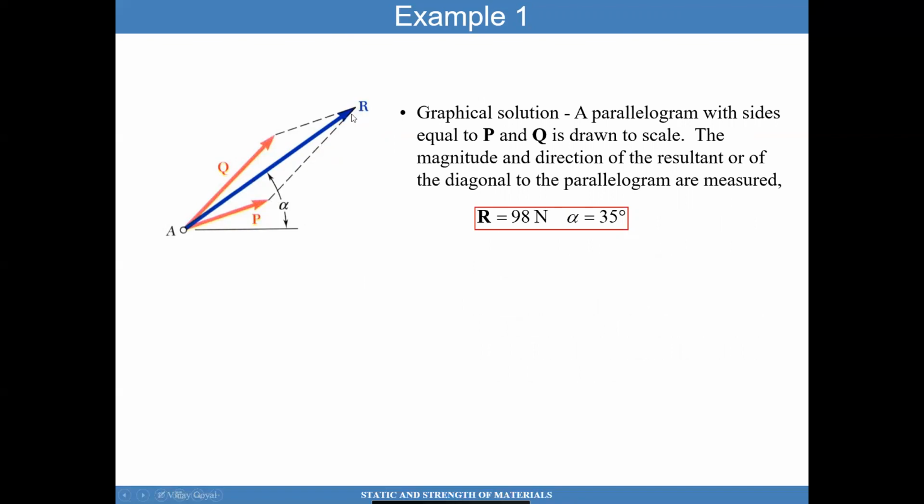You can do that with a ruler very quickly, and you can measure the distance between this point and that point with a ruler. That will give you the magnitude of 98 newtons. And then you get the angle of 35 degrees, which can be determined quite quickly.